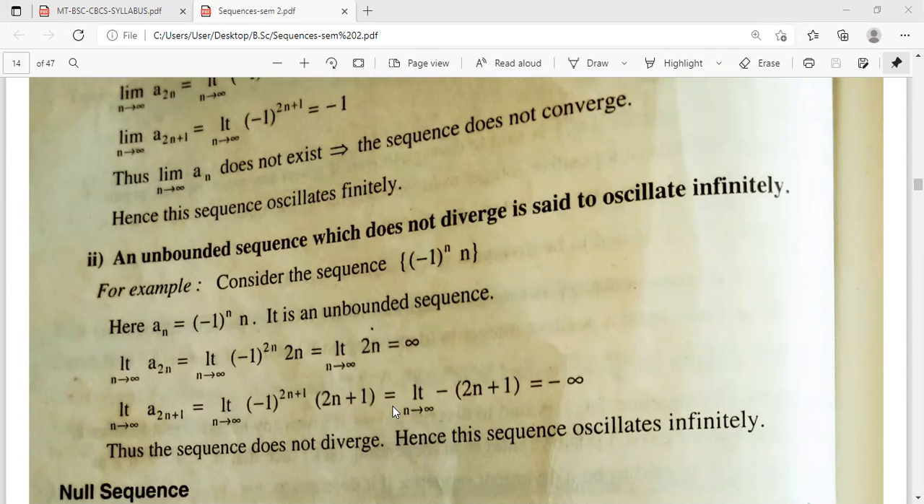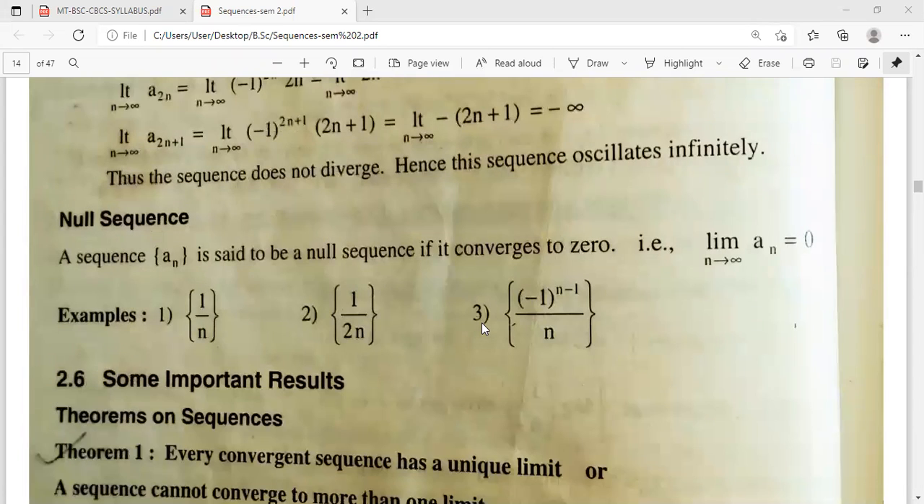The sequence is not divergent. Divergent means that if here you get plus infinity and here also plus infinity, you can say it is divergent. Or if here minus infinity and here also minus infinity, you can say it is the divergent case. But here one is plus infinity and the other is minus infinity. Therefore, the sequence oscillates infinitely.